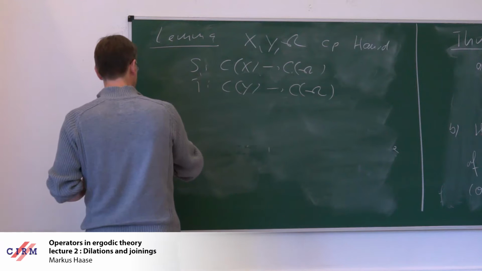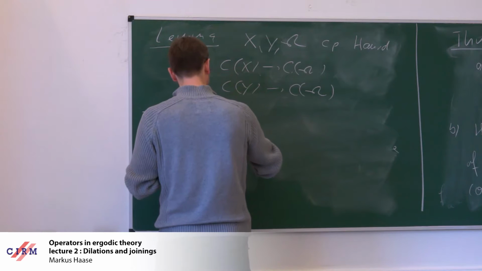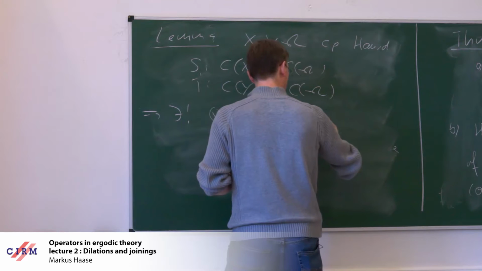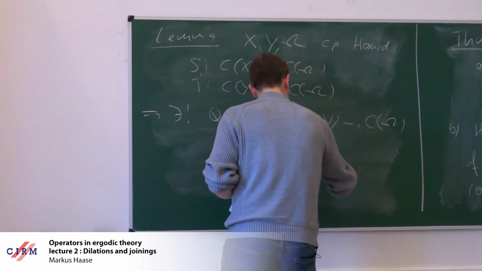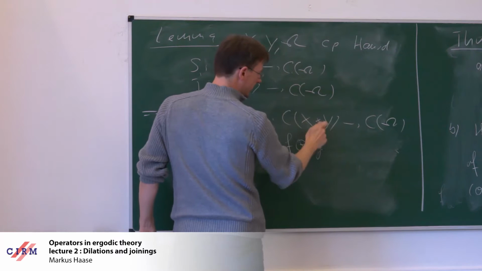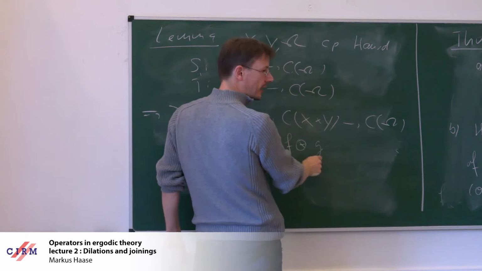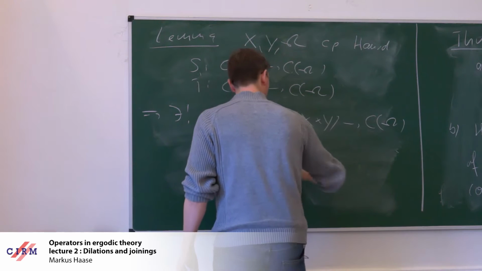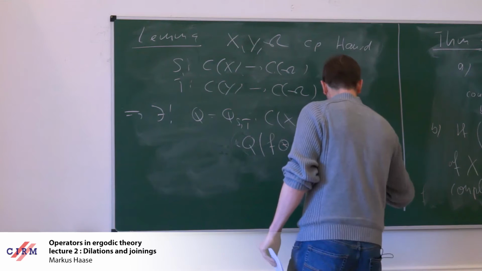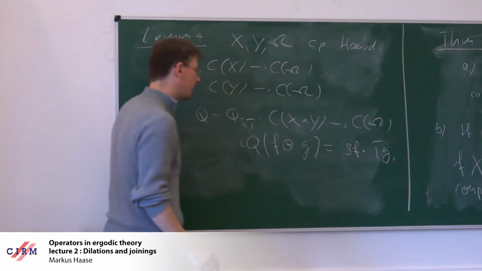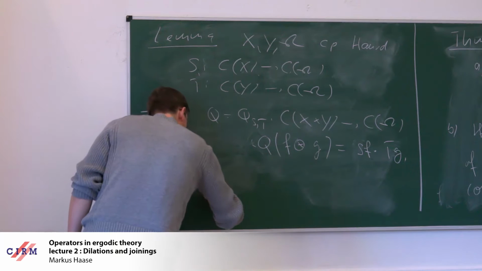Then there is a unique bounded operator Q, which depends of course on S and T, from C(X times Y) to C(Omega), satisfying that if you take the function f times g, where f depends on x and g depends on y, so this is the function sending (x, y) to f(x) times g(y), then Q of it is Sf times Tg. This is just f(x) times g(y), to make sure that this is clear.